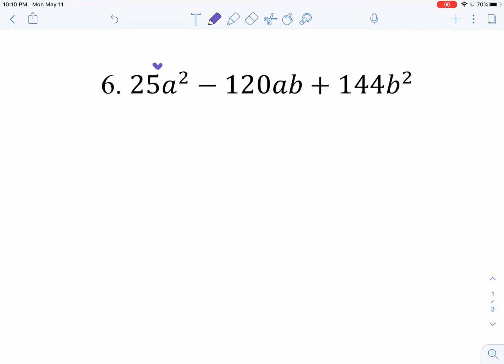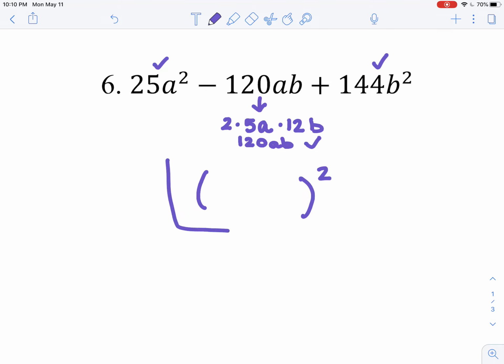Question number 6, when we take a look at our first term, 25a squared is a perfect square. Our last term, 144b squared, is a perfect square. To check the middle, we need 2 times the square root of the first term, which is 5a, times the square root of the last term, which is 12b. 2 times 5a times 12b is 120ab. So we have a perfect square trinomial.